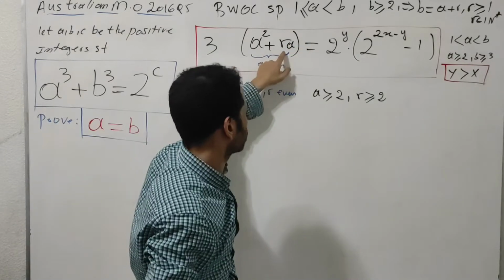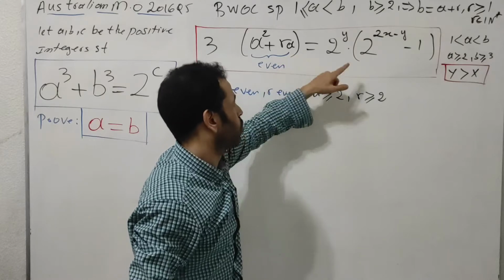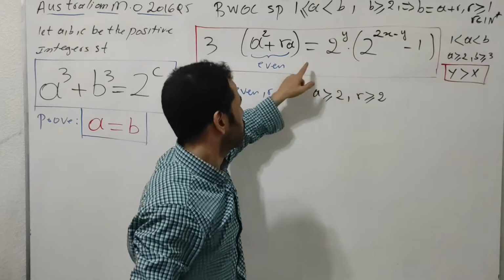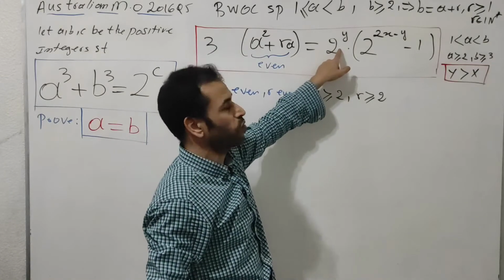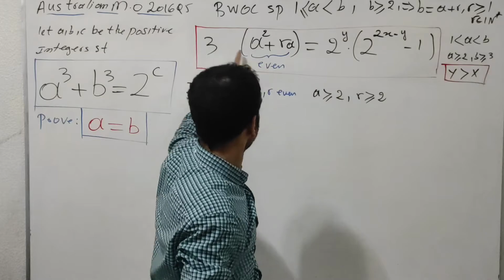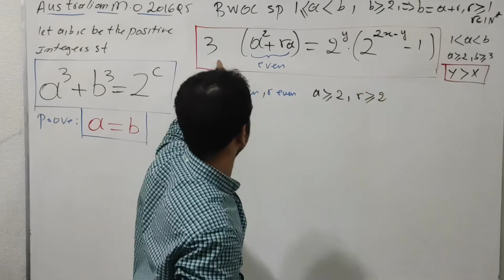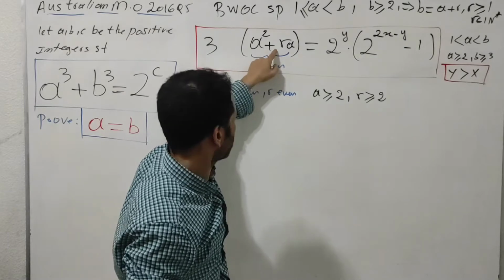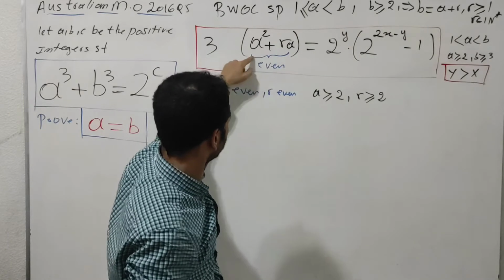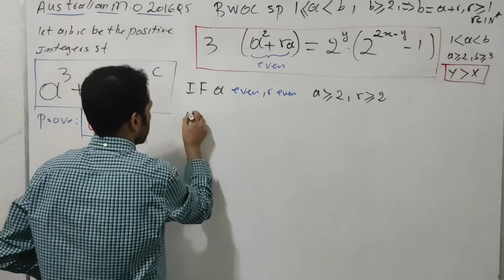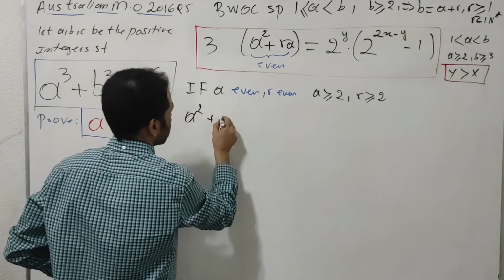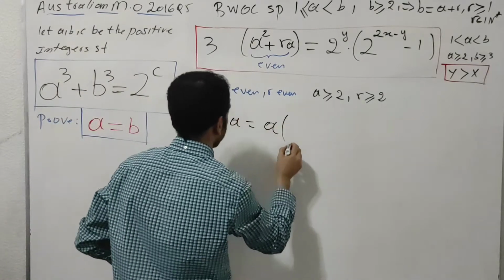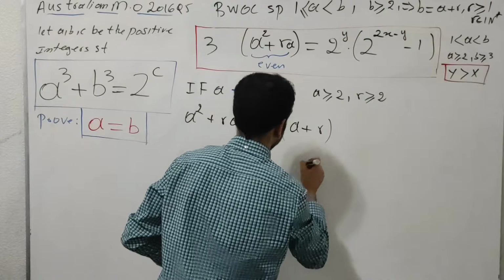If this one is multiplied by an even factor, we don't care about this, because the whole thing is going to go inside of the power of 2. So the rest, the odd part, is clearly going to take this one. But if this one is multiplied by an odd prime, we will extract it from here. I will have a squared plus ra. I'm going to make a a common factor, so I will have a times a plus r.